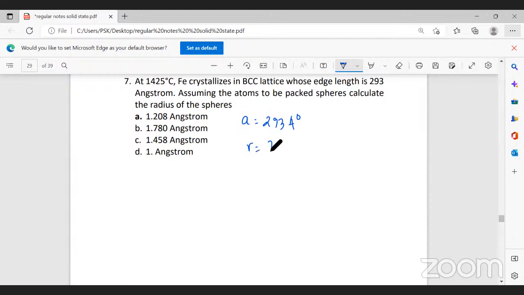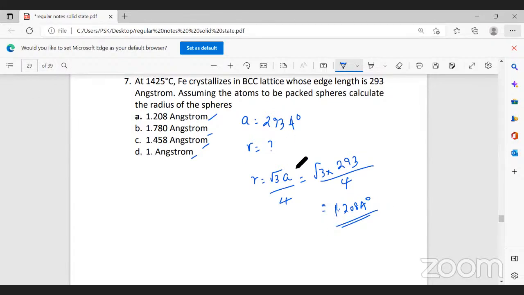It is a body-centered cubic lattice. What is the relation? For body-centered cubic lattice, r is equal to root 3a by 4. So it's a direct substitution, root 3 into 293 divided by 4. The answers are given in angstrom unit only, so no need to convert. On simplification, you will get 1.208 angstrom unit.